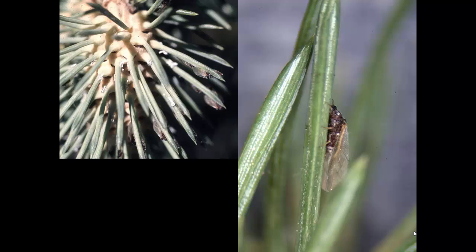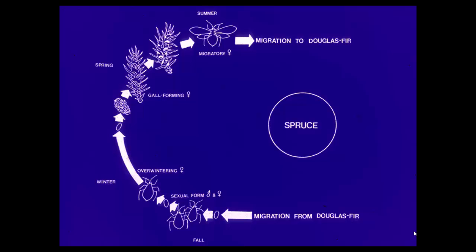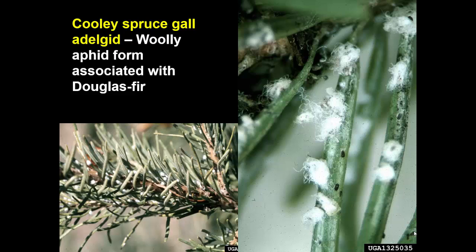And where do they go after that? Well, they leave the spruce. The spruce is abandoned for the middle of the summer. And where they go is they're going to go to Douglas fir. This is a kind of aphid that has two hosts. And the form on spruce forms a gall, and then the form on Douglas fir does not produce a gall, but it is a woolly aphid.